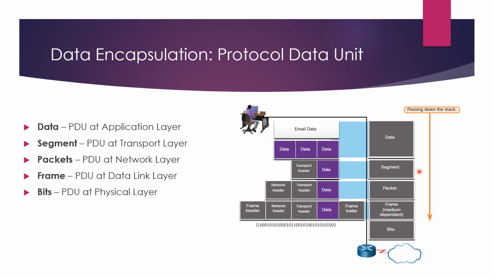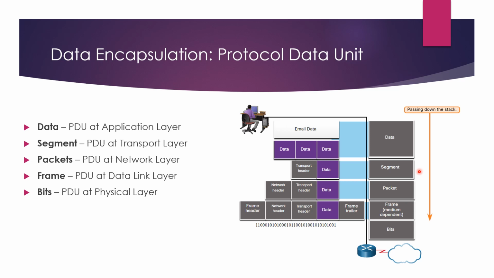As the PDU from the transport layer, called a segment in this case, goes down to the network layer, the network layer gets the segment and adds the network header. The header of the network is the IP header, containing the IP address of the destination and the IP address of the source. In this case, the PDU is called a packet.